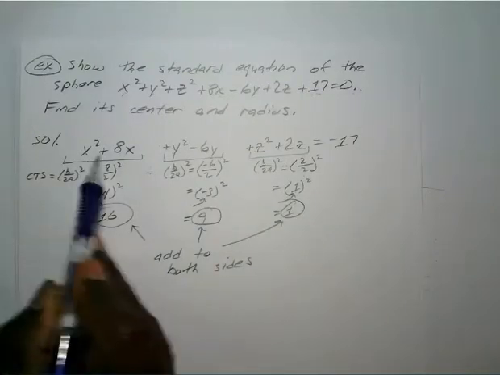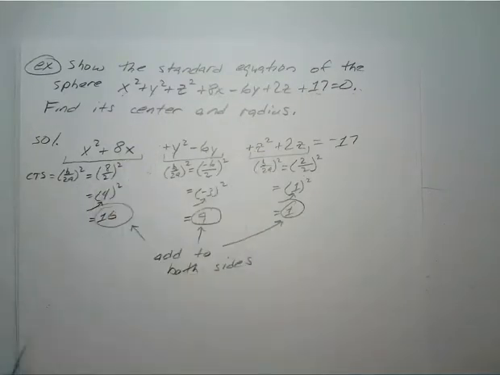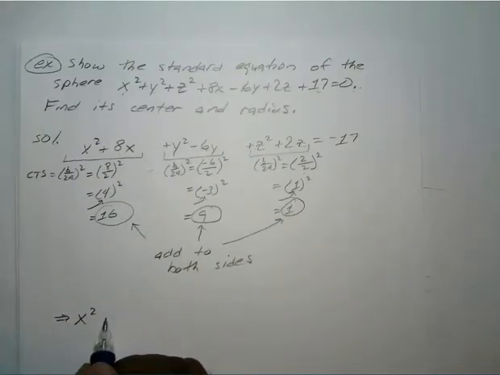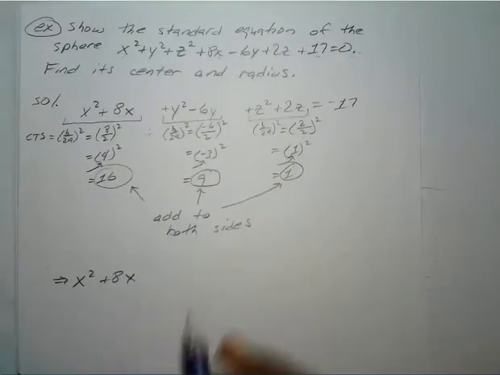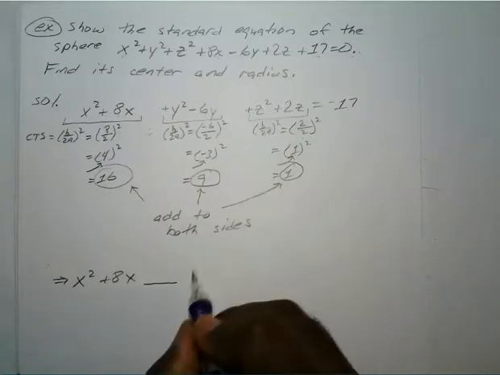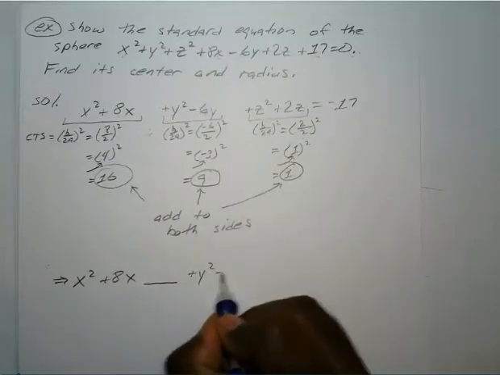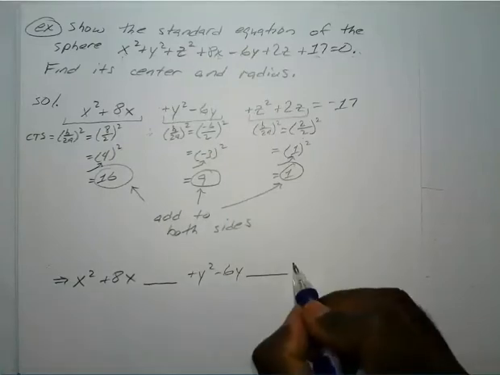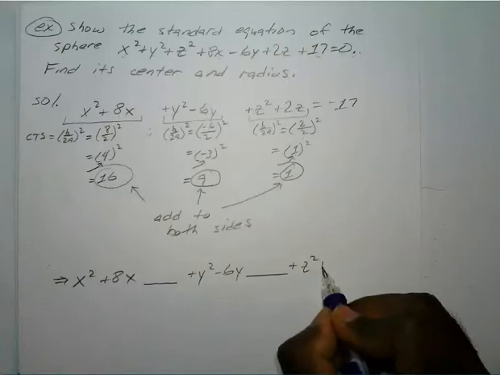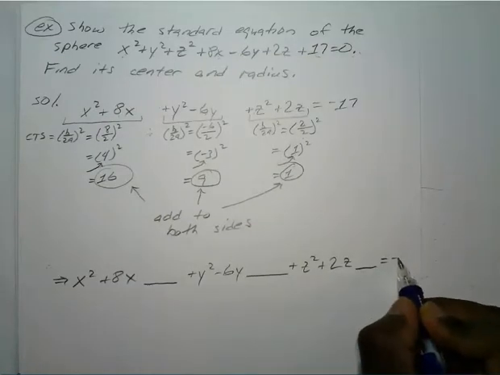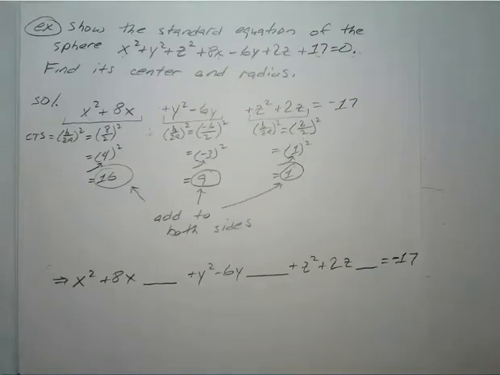Okay, so I'm just going to rewrite this the same way with a little bit of space. So you have x squared plus 8x. Move that up a little bit. Give it a little bit of space. And you can underline it if you want to. Plus y squared minus 6y. Give it a little bit of space. Plus z squared plus 2z. Give it a little bit of space. Equals negative 17.